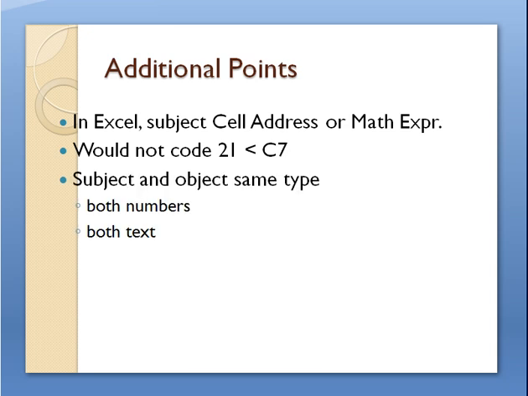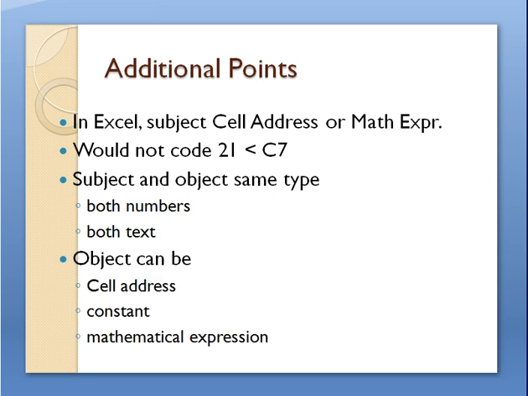The subject and the object must be the same type on each side of the operator. They either need to both be numeric, numbers type of things. So for instance, in our examples before when we had C7 greater than or equal to 21, we assume that C7 only contains numbers. Or they should both be text. You could compare a cell address to Omaha.